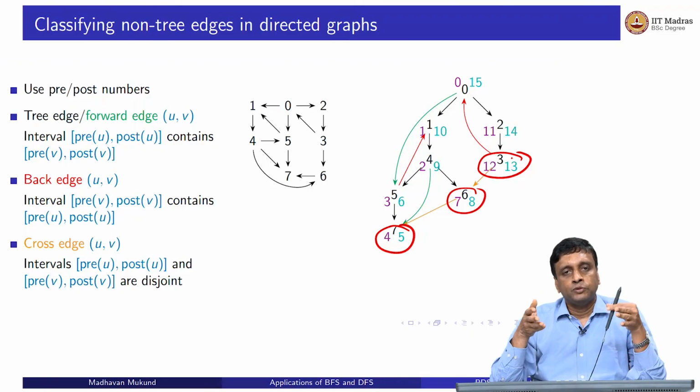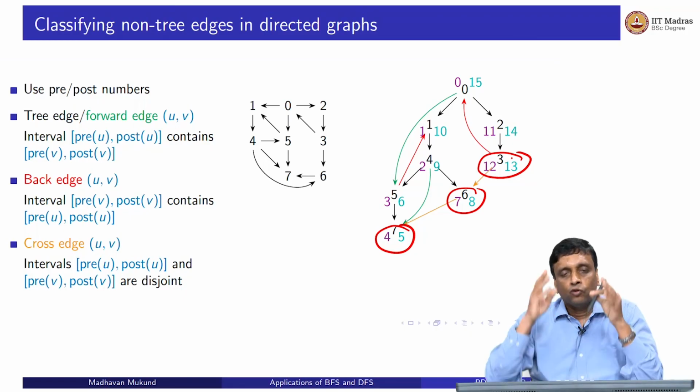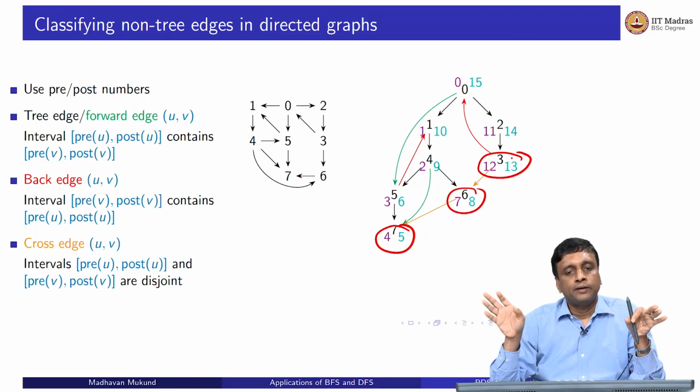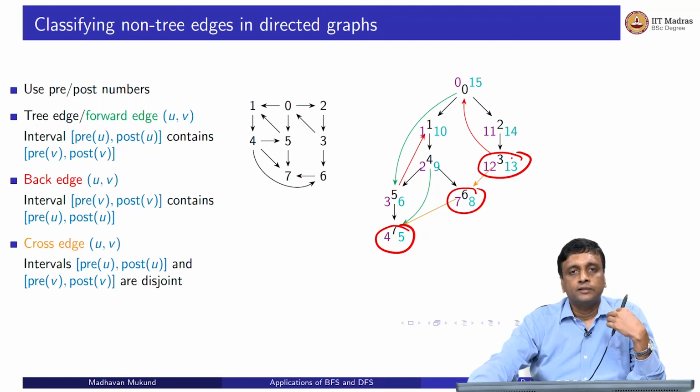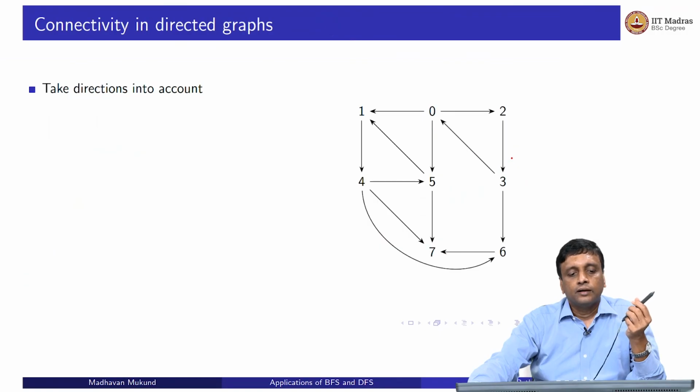So, a forward edge will say the entire node below was processed while I was working, the back edge will say that I was done before that and so on, and the cross edge will say they happen to be disjoint. So, by looking at these pre and post numbers, I can do this classification. So, therefore, calculating these pre and post numbers gives us this extra information. Okay. We can also do other stuff with this.